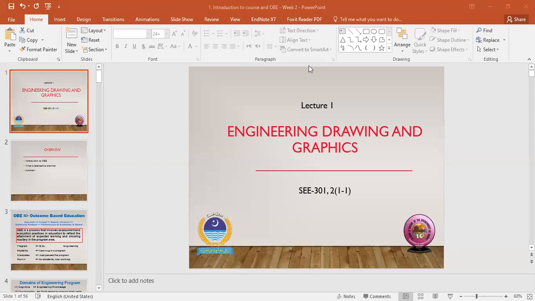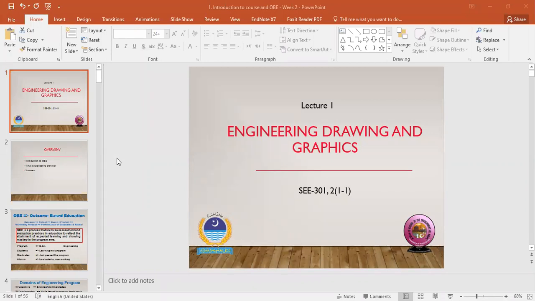Today's lecture is the Introduction to the course Engineering Drawing and Graphics, and also the Introduction to the OBE. We have discussed somewhat about OBE and this course in the last lecture. So we will continue from this. This is the course Engineering Drawing and Graphics.